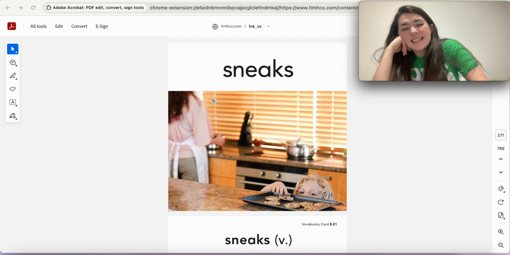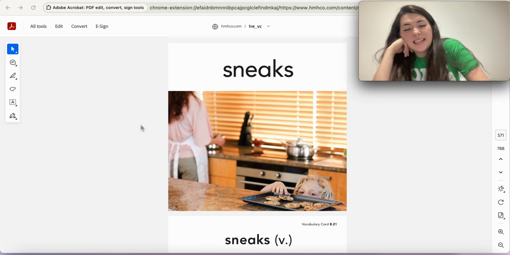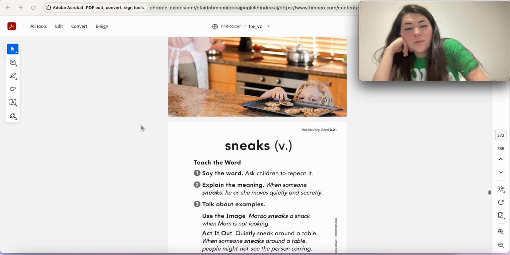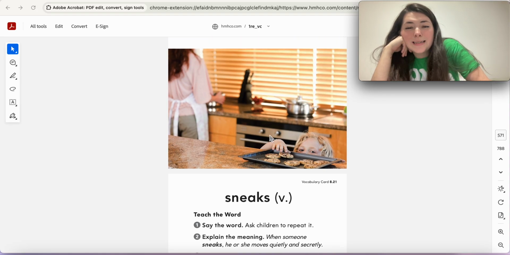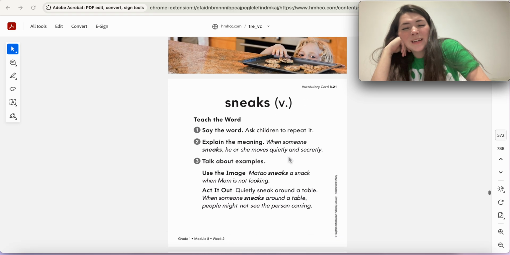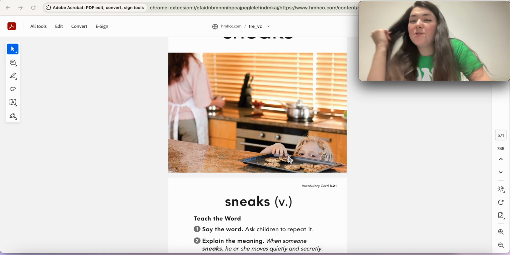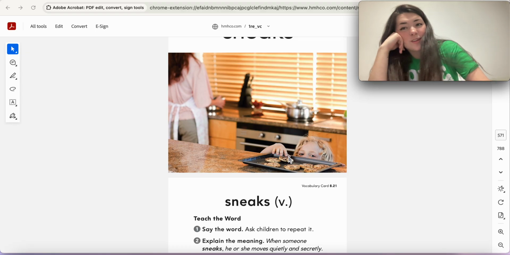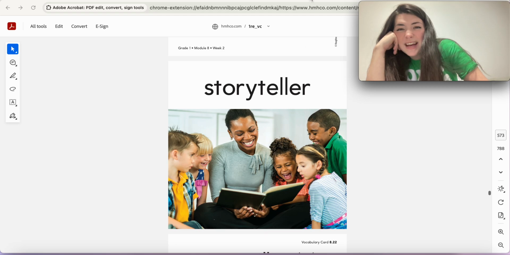And our last word is sneaks. Say sneaks. Very good. Sneaks is a verb or an action word. When someone sneaks, he or she moves quietly and secretly. So this friend Mateo is sneaking to grab a cookie when his mom's not looking. That is probably not a good choice. If someone sneaks around a table to you, you might not see them coming. Miss Meadows could also sneak up on you if you don't see her coming when she's really quiet.